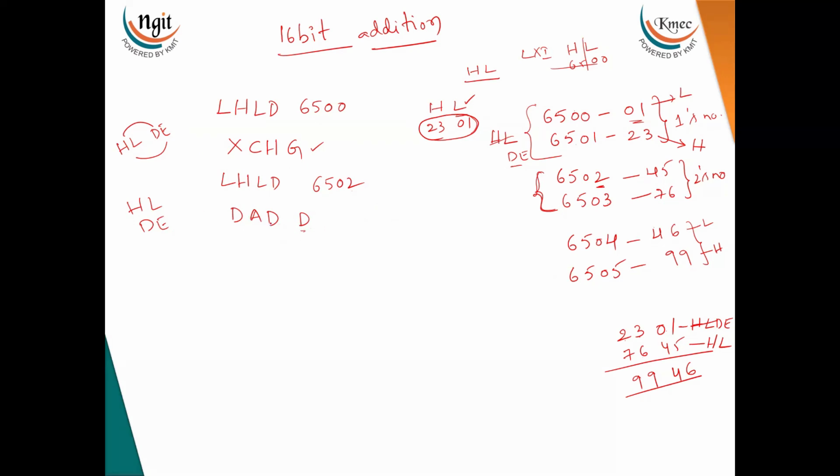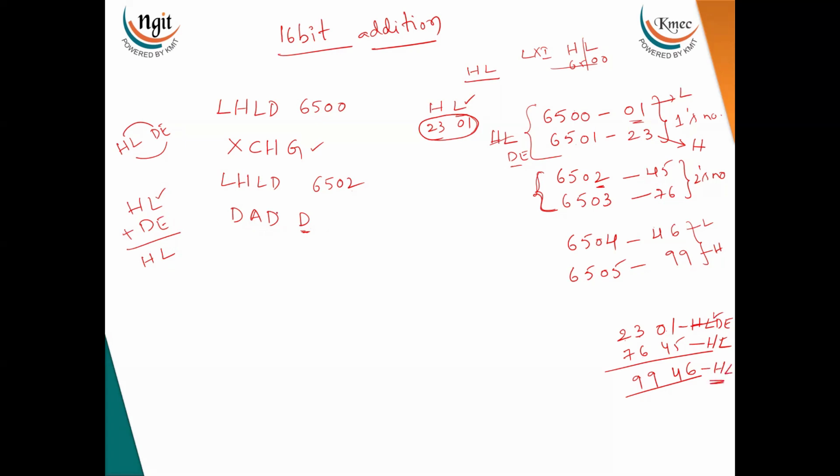DAD D means it will do the addition. Whatever register pair you mention here will be added with the HL, and the result will again be loaded into the HL. Now this is the DE value and this is the HL value. After the addition, the result is in the HL.